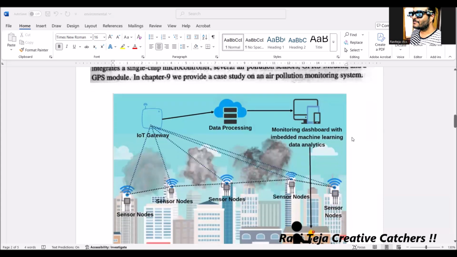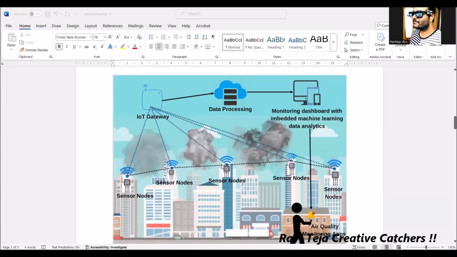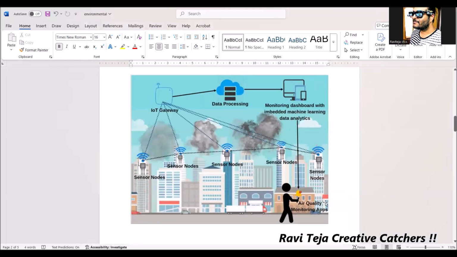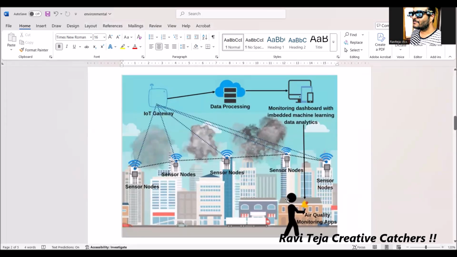Okay, now let's see the image. So let's take this particular image of a city where, if you see here, let's say this fellow has got a monitoring device with respect to an application, and these sensor nodes, all these sensors, are installed on top of several types of buildings in the city. Whatever these sensors are sensing, through the IoT gateway is first stored in the cloud or the servers, where the data processing happens.